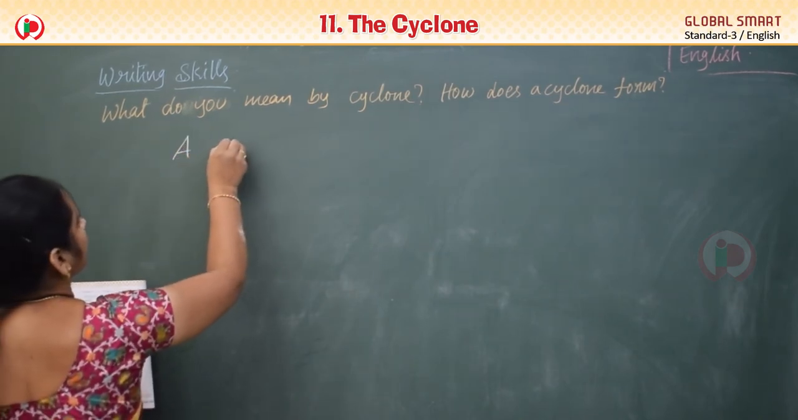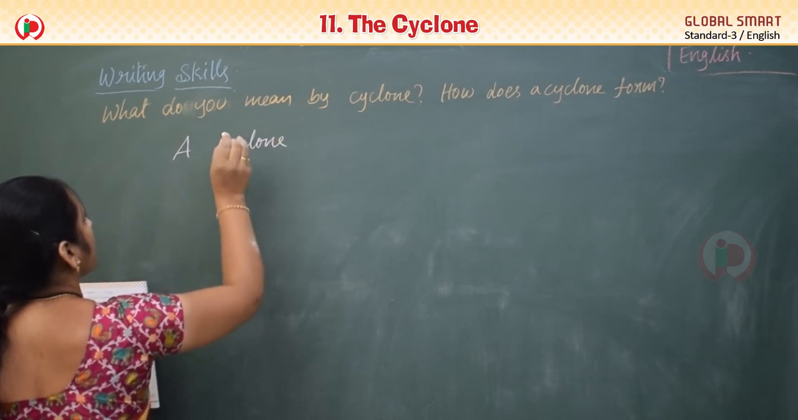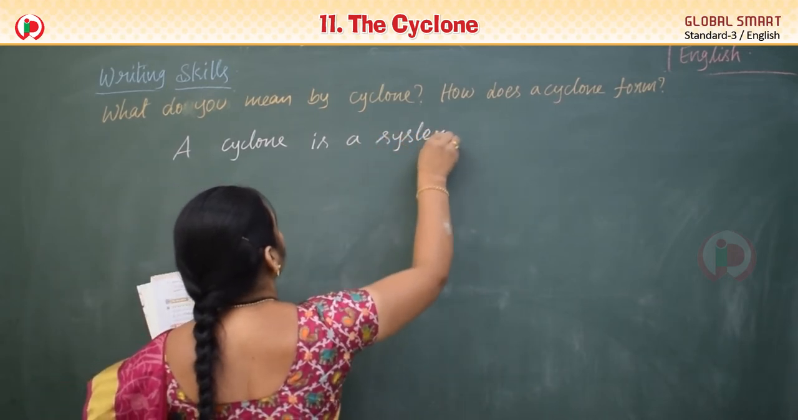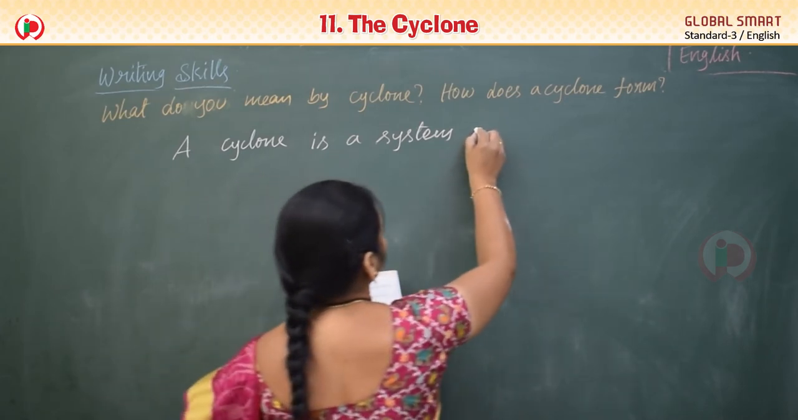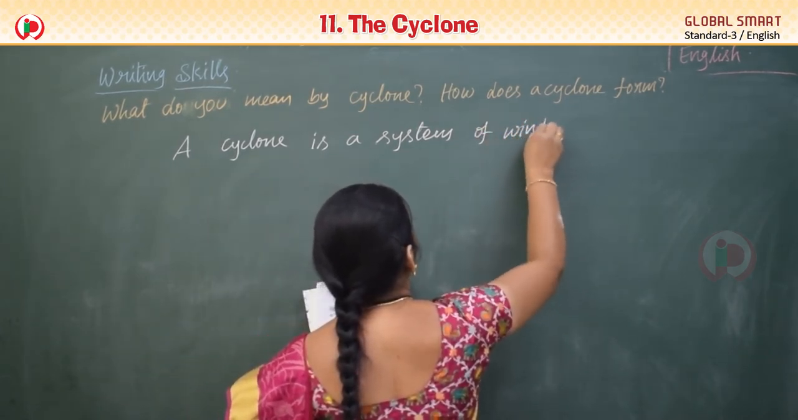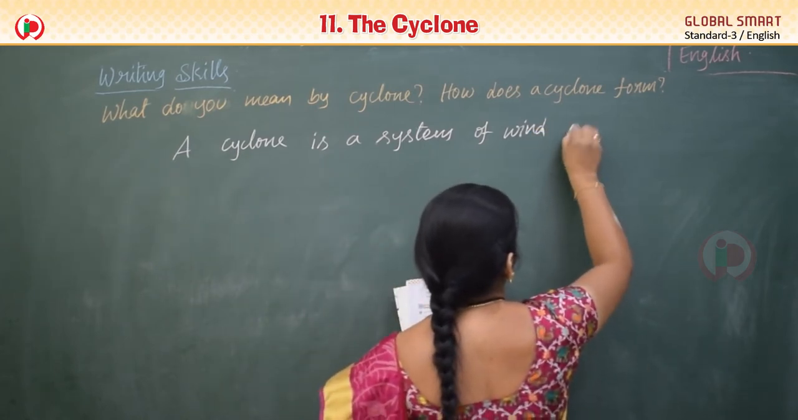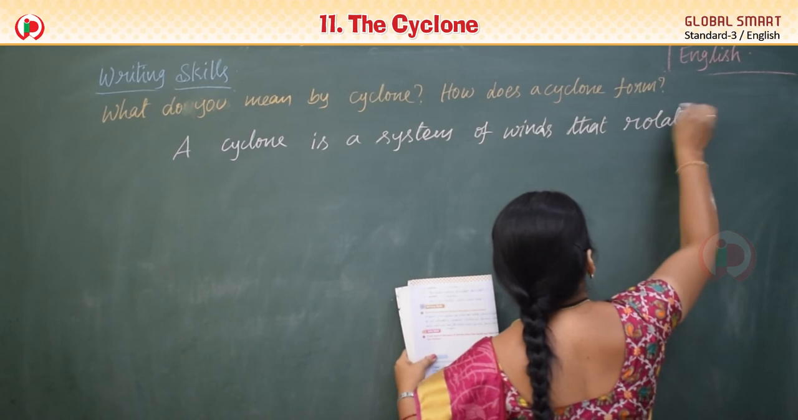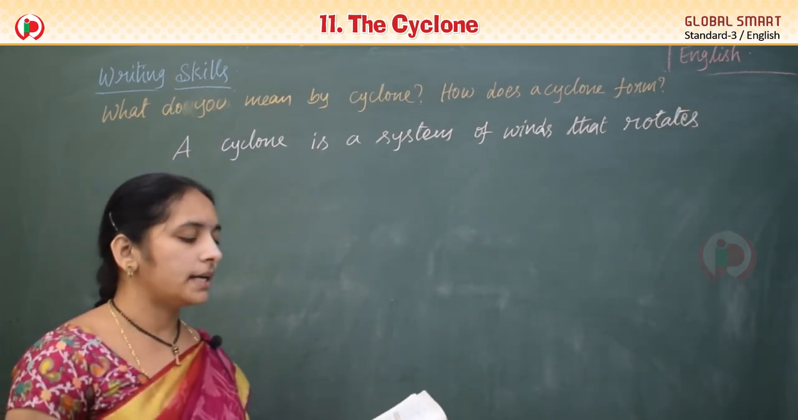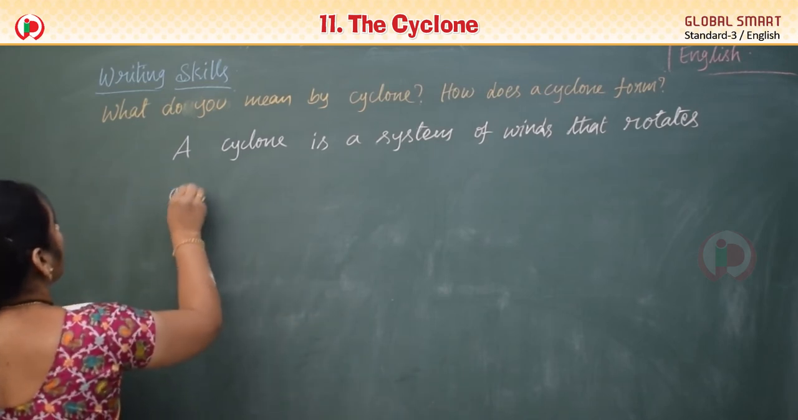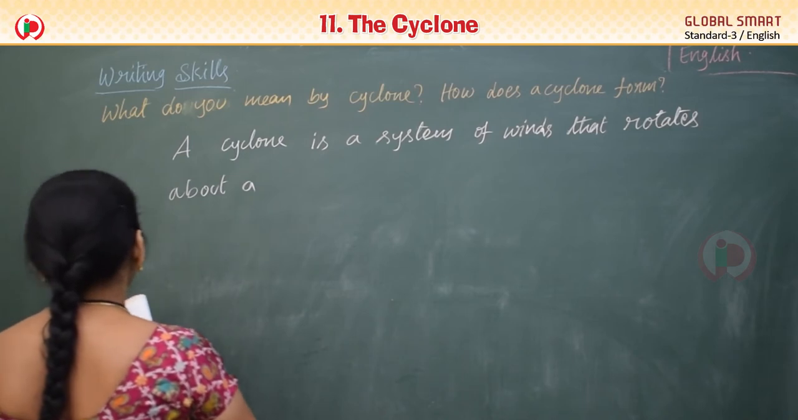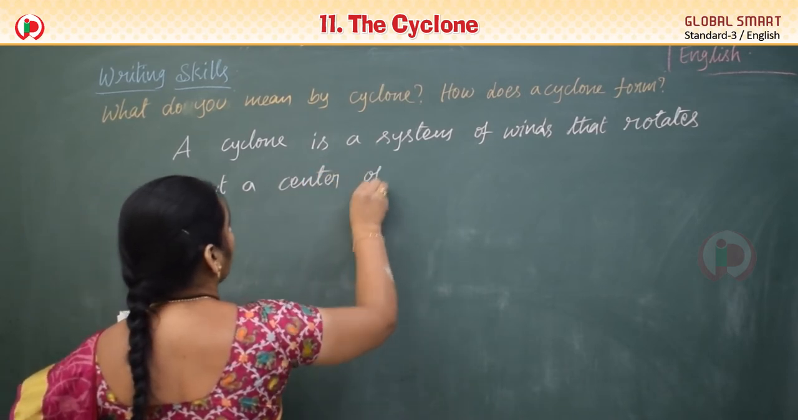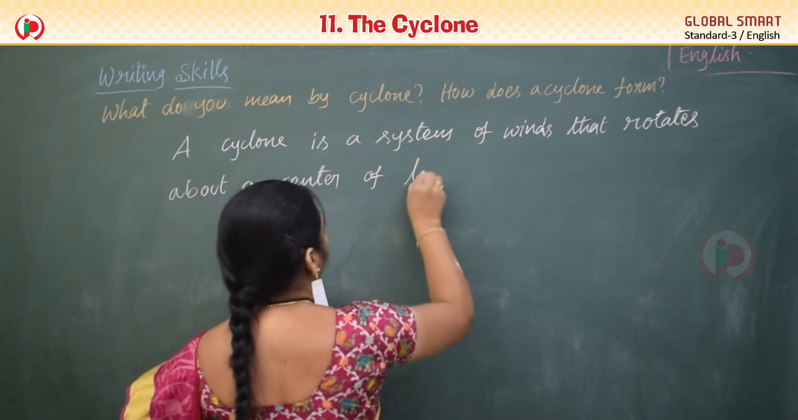A cyclone is, I'm telling the answer for this, write down. A cyclone is a system of winds that rotates. R-O-T-A-T-E-S. A cyclone is a system of winds that rotates about a center of low atmospheric pressure.